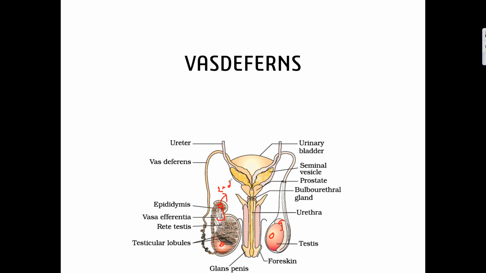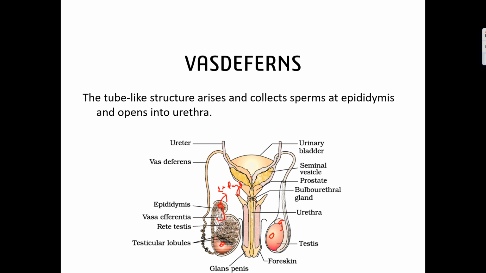Then after 20 days, once sexual arousal takes place, they will be transferred through the vas deferens to the urethra. So what is the vas deferens actually doing? It is connecting the epididymis with the urethra. It is a tube-like structure which collects sperms from the epididymis and opens into the urethra. It is like a channel where the sperms are going to travel.